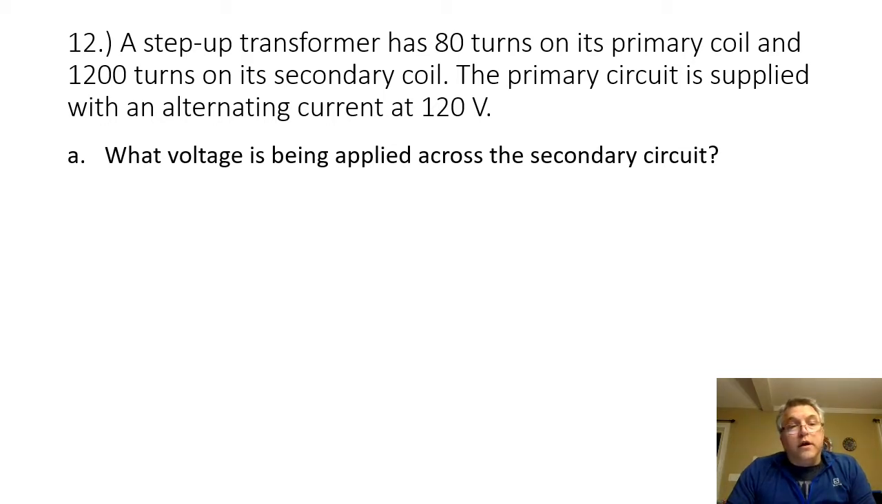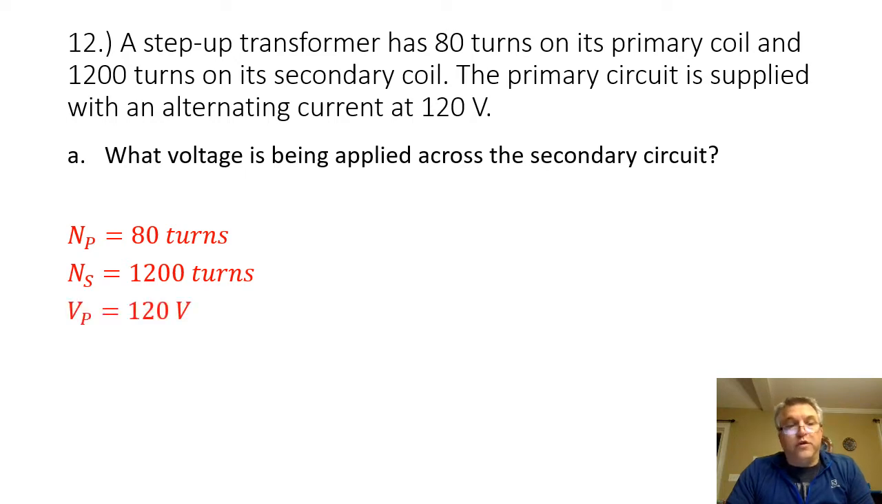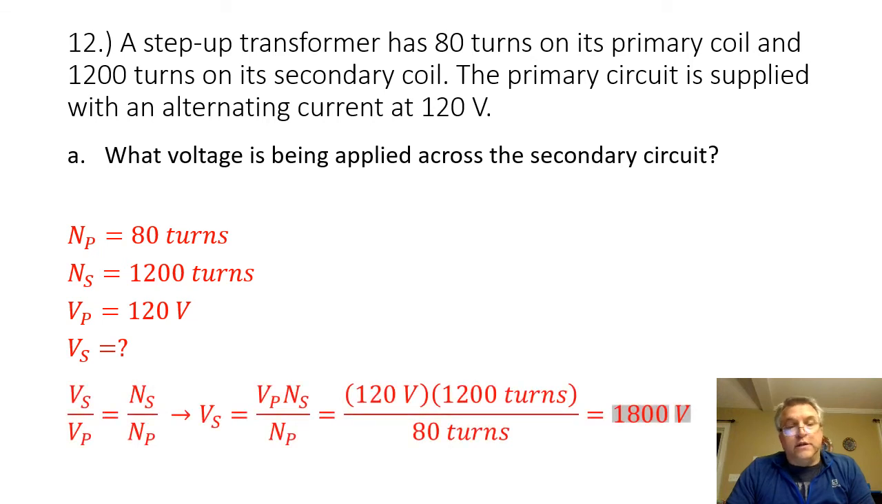We're given the number of turns on the primary coil, which is 80 turns, the number of turns on the secondary coil, which is 1200 turns. We are given the primary or input voltage, 120 volts, and we're being asked to find the secondary or output voltage of the transformer. Once again, starting with our transformer formula, the ratio of the secondary voltage to the primary voltage is equal to the ratio of the secondary number of turns to the primary number of turns.